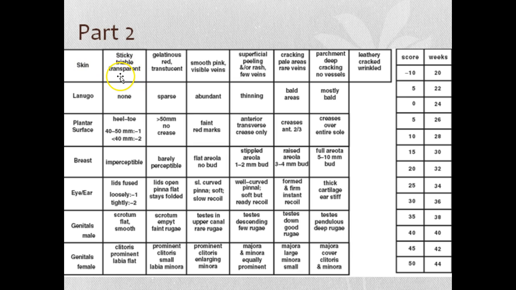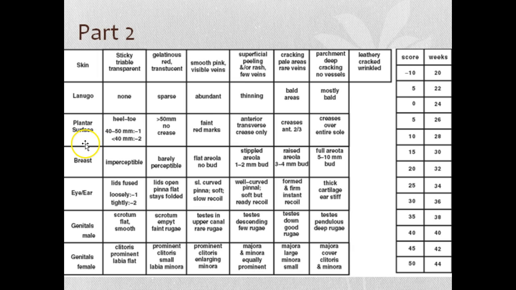So for skin, is it sticky, friable, transparent? That would be consistent with more of a preterm, all the way to maybe a little bit of peeling, maybe a little bit of rash, a few veins, but we're not transparent anymore, versus having cracking or really deep cracking for our post-term babies. They get extra points. And then you're taking a look at lanugo. Is there none, sparse, a ton of it, lanugo that's now thinning, lanugo that now has bald areas, or mostly bald? You can really see how baby developed to go from none to back to bald.